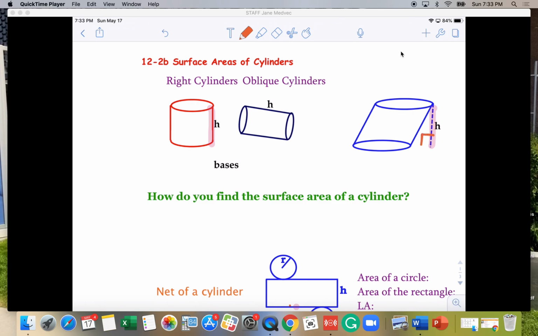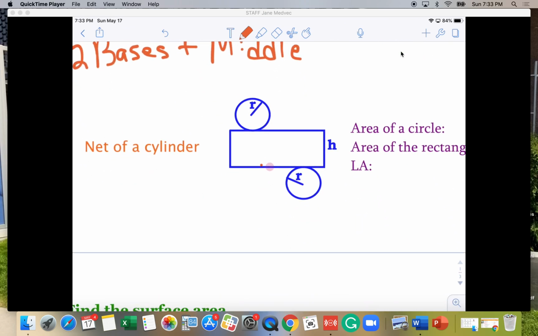Now, how do we find the surface area of cylinders? Essentially what you do is you find the bases, which are circles. And there's two of those, and then you add the middle, which is a rectangle. The net of the cylinder really showcases this nicely. You're going to notice the bases are these circles, and then the middle, you'll notice, is a rectangle.